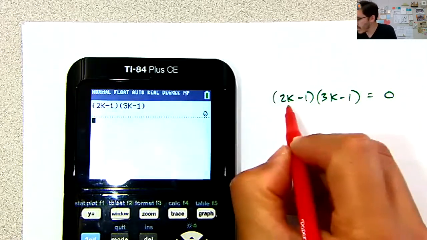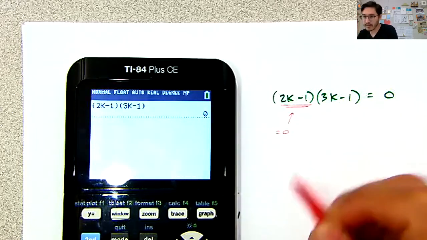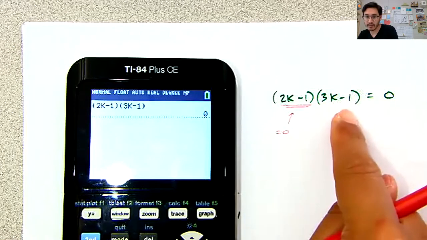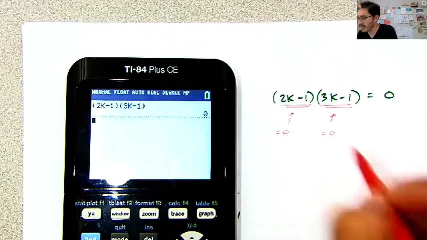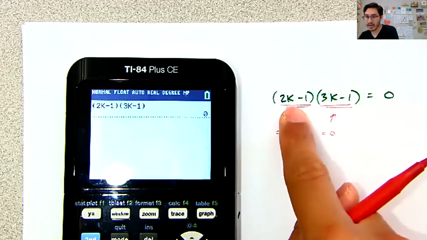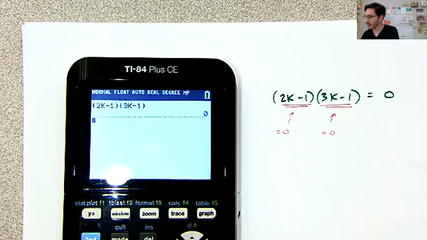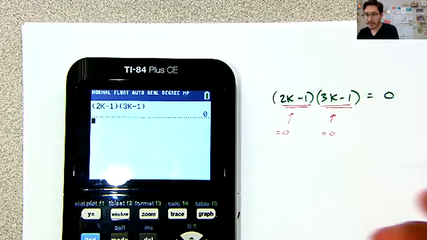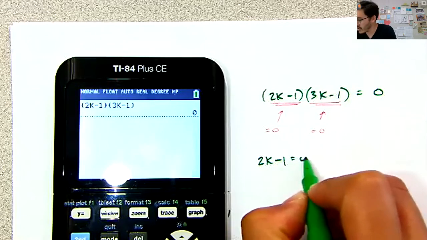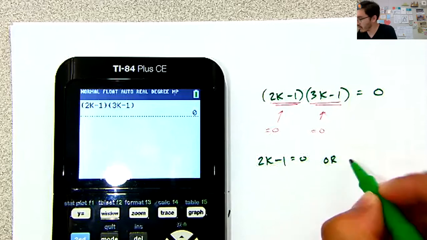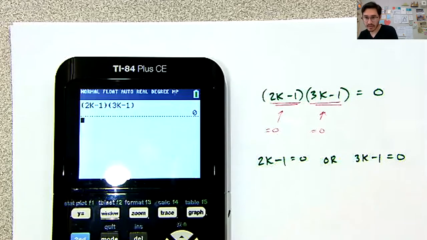So we can deduce that either the first expression is equal to 0, because 0 times whatever this would be 0. Or maybe it's the second expression that's equal to 0, right? This could be anything, but if this is 0, then we're going to get a product of 0. All right, so let's create two equations now. So maybe the expression 2k minus 1 is what's equal to 0. Or maybe it's the expression 3k minus 1 that's equal to 0.